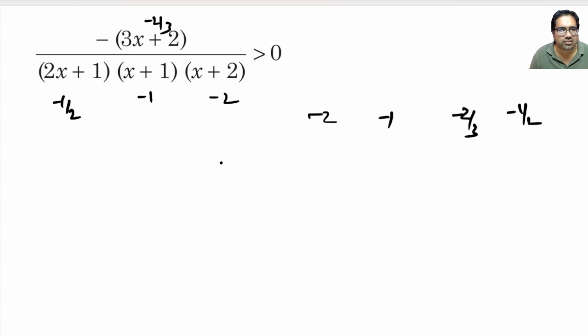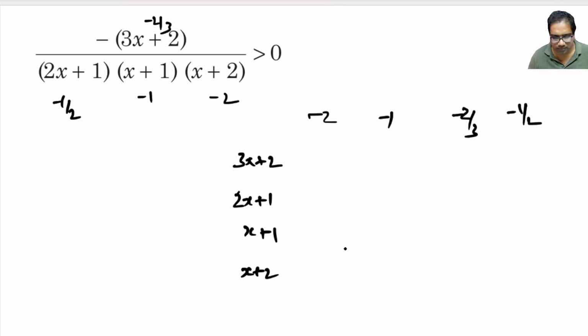Now here, let us take all the four cases: 3x + 2, 2x + 1, x + 1, and x + 2. See, when x is any number lesser than minus 2, this is x + 2, right?